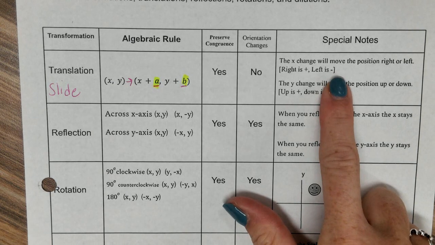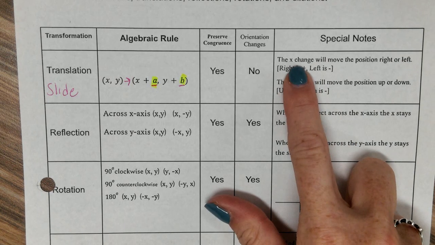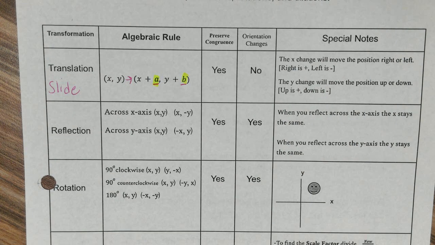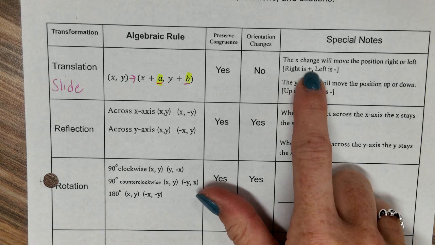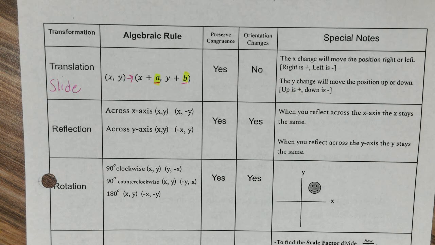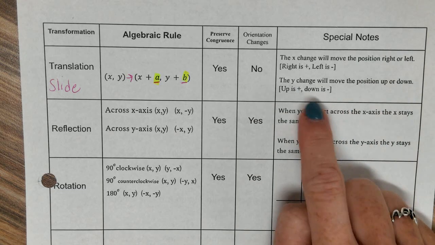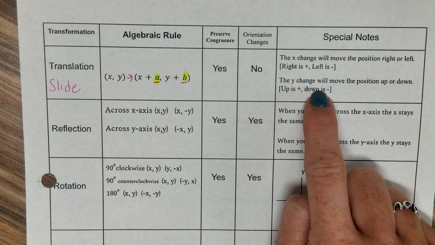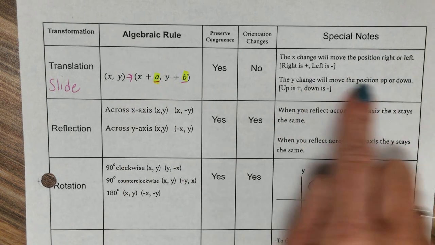Special notes. The x-axis moves right and left. Right is positive, left is negative. The y-axis goes up or down. Up is positive, down is negative. So your job will be to drop the numbers here based on what they say.